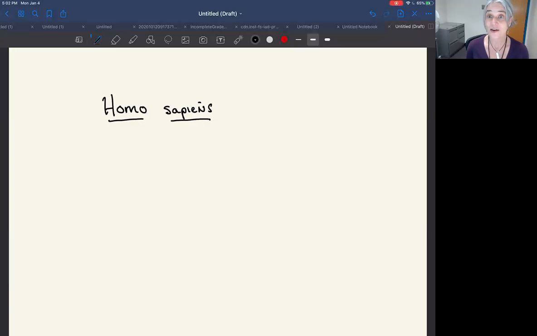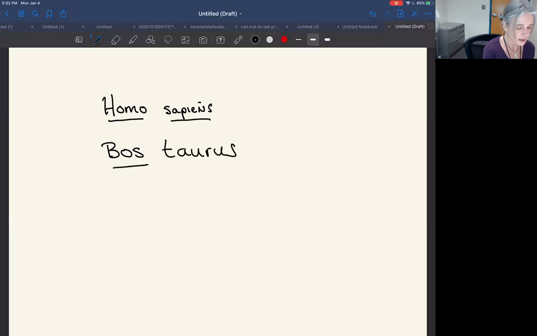So this might be different than Homo neanderthalensis, which is the Neanderthals, right? They are extinct, but we did interbreed with them, and most humans today have some Neanderthal genes in their genome, okay? And then we have Bos taurus. Two words, binomial nomenclature. I'll write that word again. This is my binomial nomenclature.